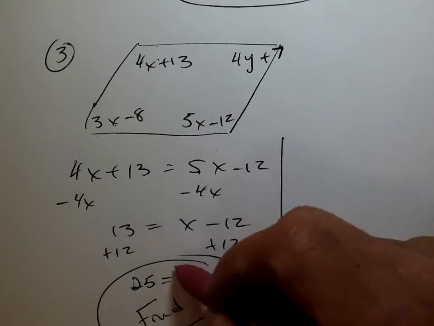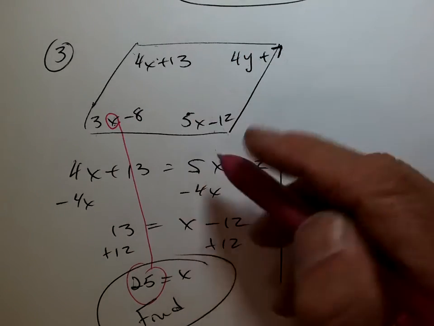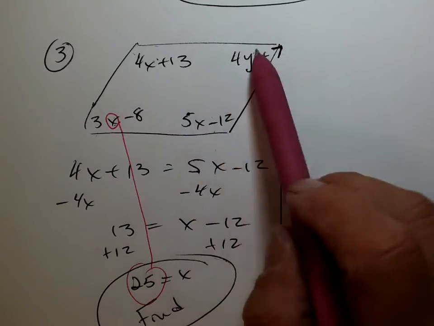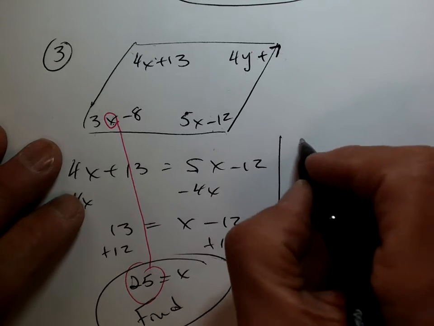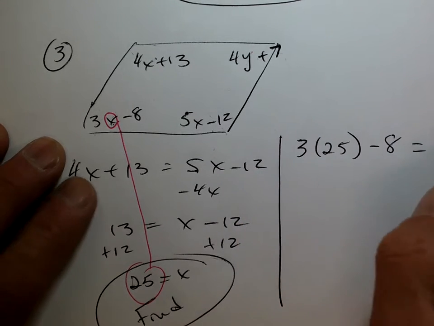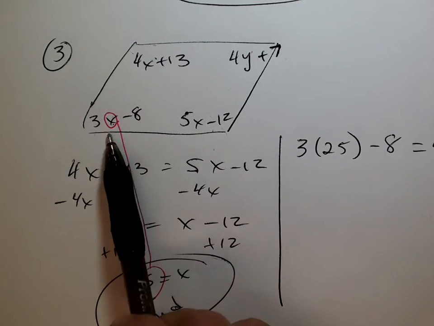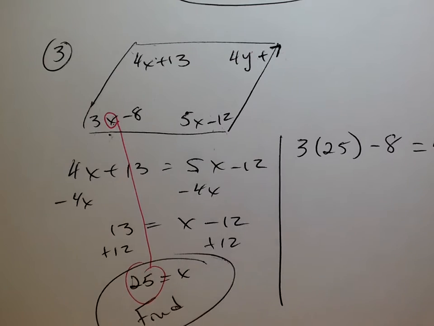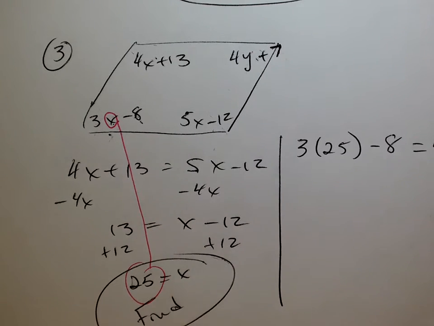So I will actually plug the 25 in to here. And that'll help me get what y is, because these two angles are equal. So if I plug it in, I'm going to go, okay, 3 times my 25 minus 8 is going to equal my 4y plus 7. So what I did is put my 25 in for x into this angle. And I did that because these two angles are equal. And that'll be able to find y.